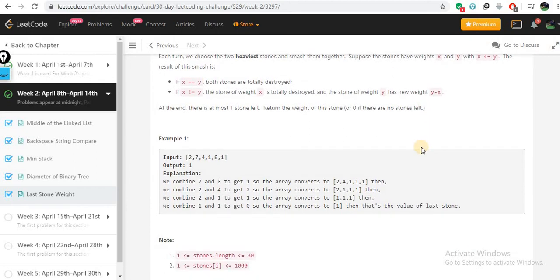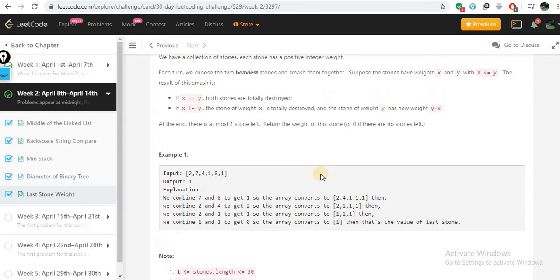If you don't know what a heap is, it's a binary tree. It can be represented in an array, but it is a binary tree in which the root is greater than all of the children, or it can be a min heap as well. So the root has to be the minimum out of all the children, the smallest value when compared to its children.